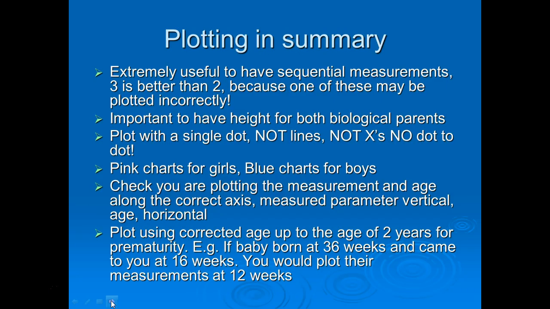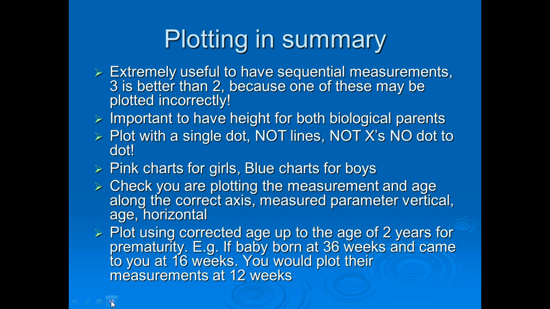So just some plotting pointers as a summary. It's extremely useful to have sequential measurements. 3 is better than 2 because one of these may be plotted incorrectly. It's important to have heights for both biological parents. I keep stressing biological parents because it's very easy for us in clinical practice to say, is this mum, is this dad? It may be that he is seen as dad because he's had involvement with that child from a very early age, but unless he's the biological father, that's going to maybe skew what we're seeing on a growth chart.